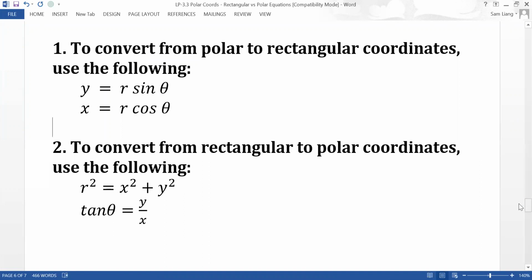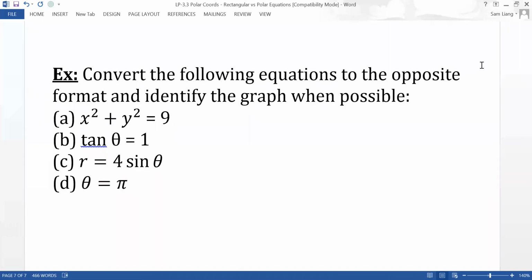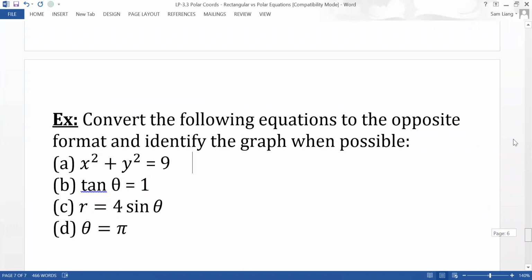So after this is just a series of 4 examples. I'll show you what it is, and then we'll go through the solutions. So we're going to convert the following equations to the opposite format. So if it's rectangular, then we go to polar. If it's polar, then we go to rectangular. And then identify the graph when possible. Okay, so these 4 equations we'll work on together. All right, I'm going to scroll up.